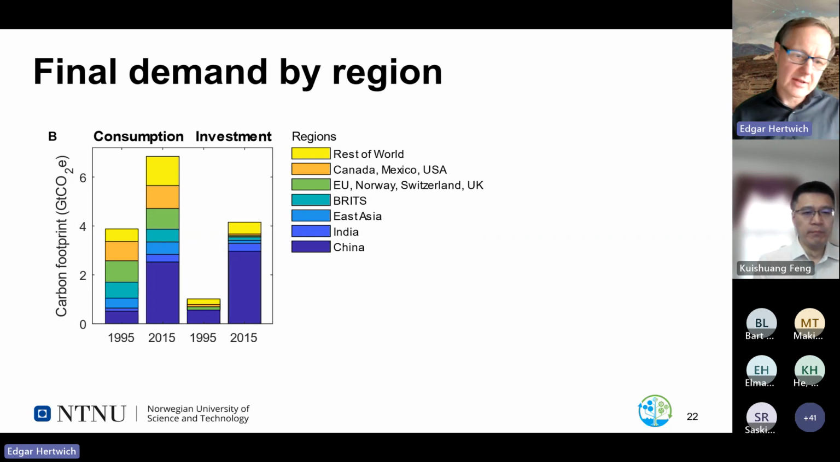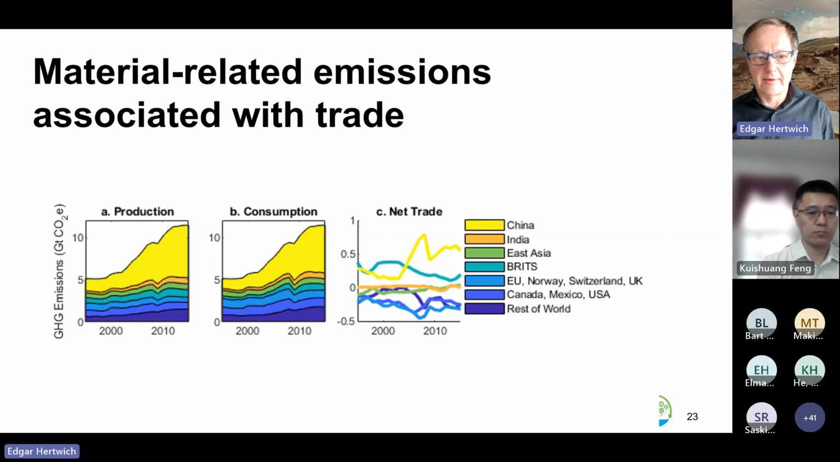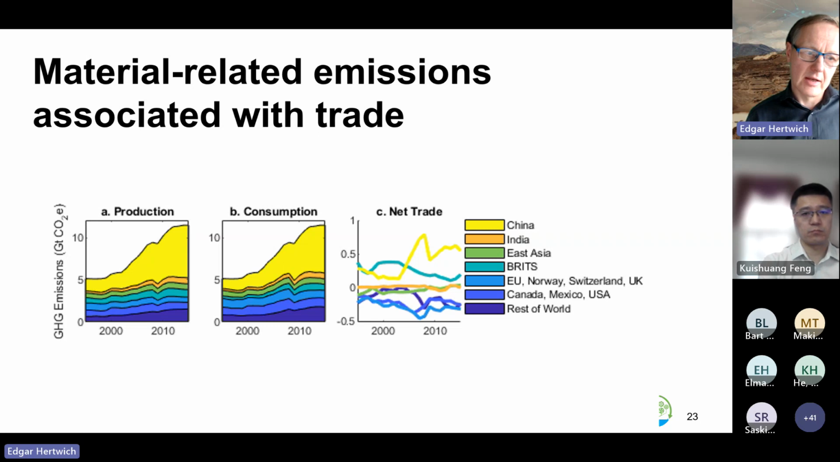And then I have split this up by regions as well. And of course, what is striking is the significant contribution by China, where a large share of the investments actually happen. But also on the consumption side, there has been a substantial increase, and that is significant. And then we see some of the other emerging economies, of course, also growing. And we can compare production and consumption-oriented accounting, and there is a net trade, and so China becomes an important exporter, whereas the EU or Europe and North America are important importers. That means that these countries either import materials or they import products that are produced with the help of these materials.